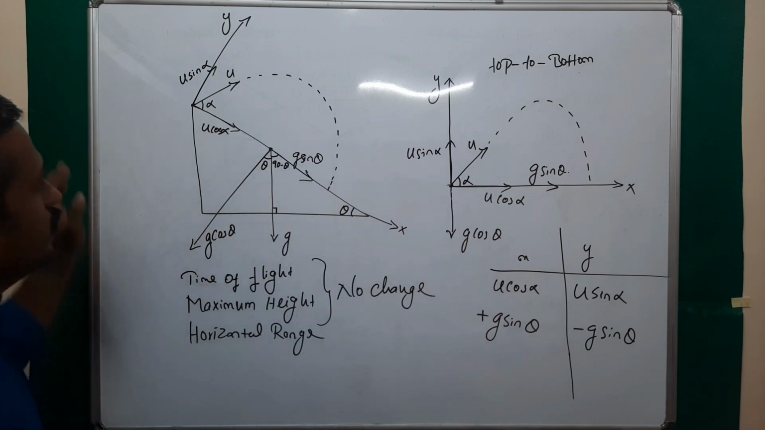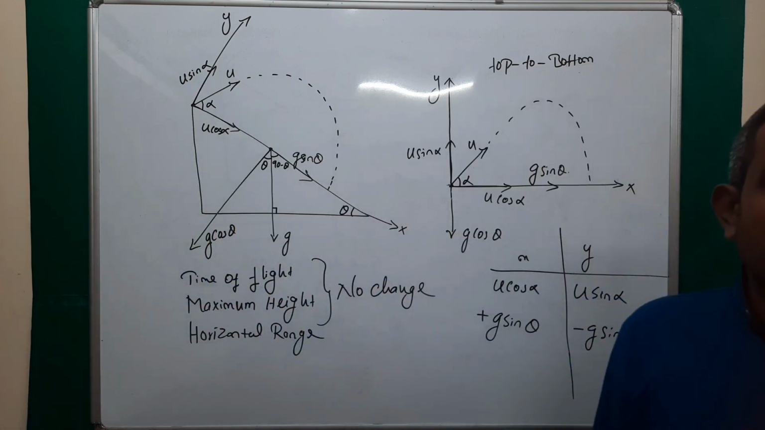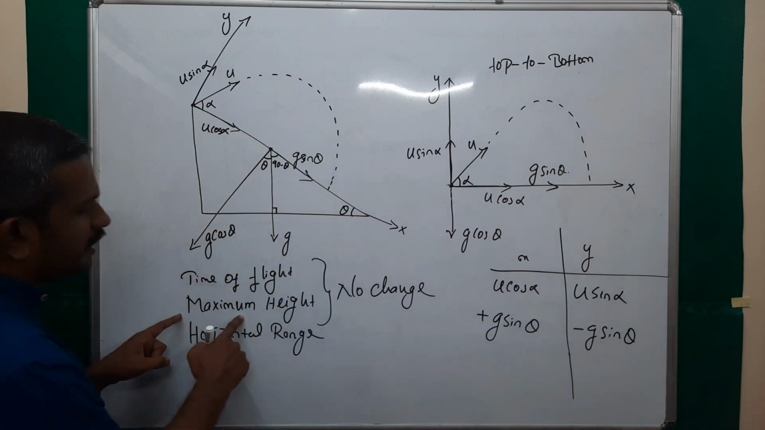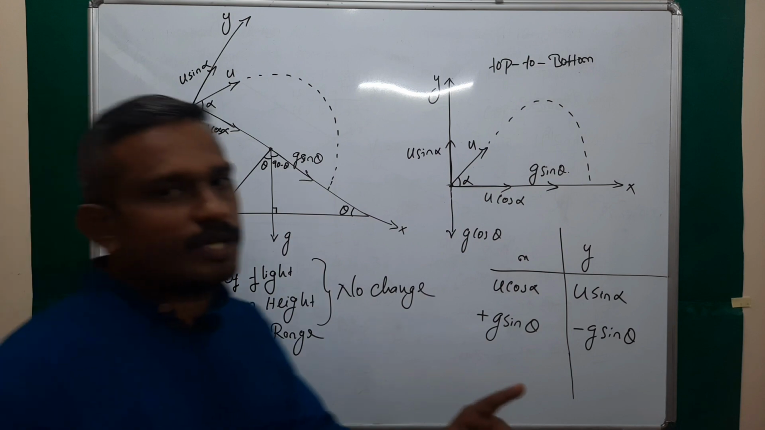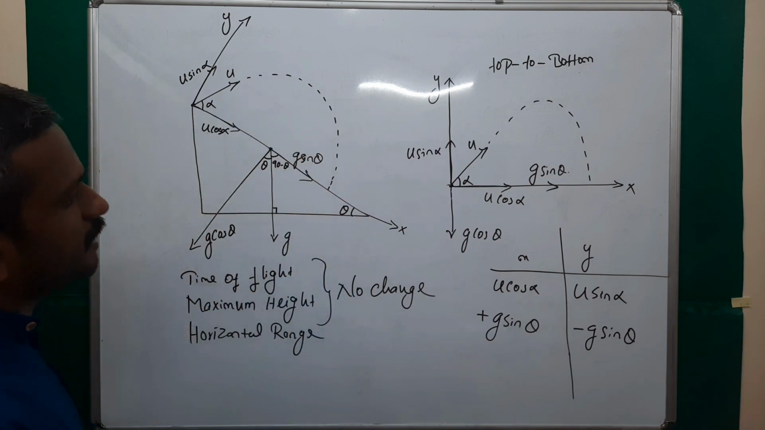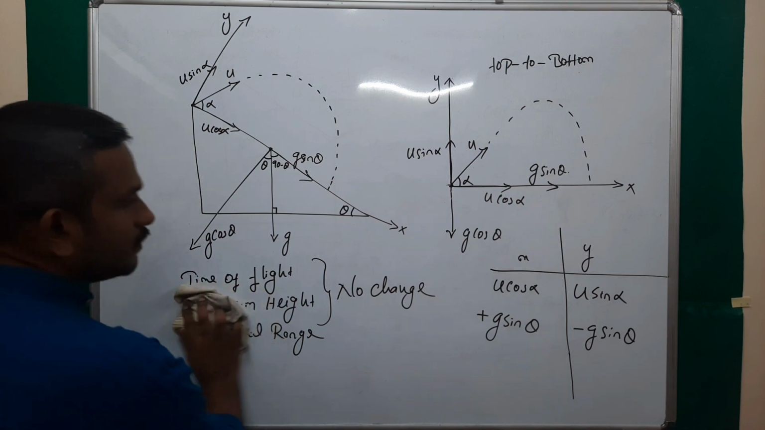Whether the projectile is projected from bottom to up or top to bottom, in time of flight and maximum height there is no change. That is the same formula you can use here. So what is the time of flight?